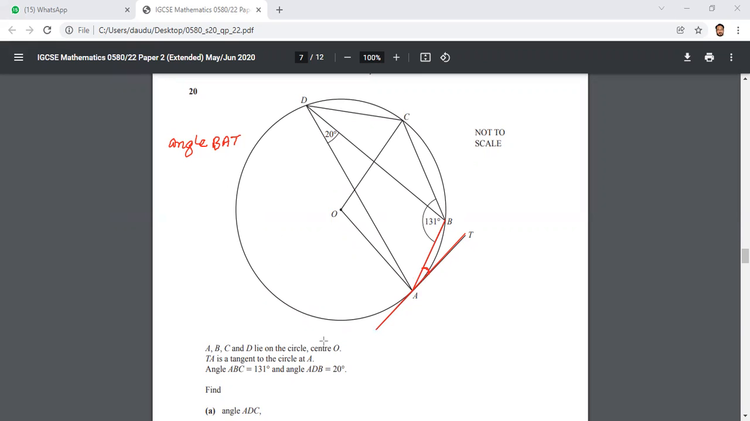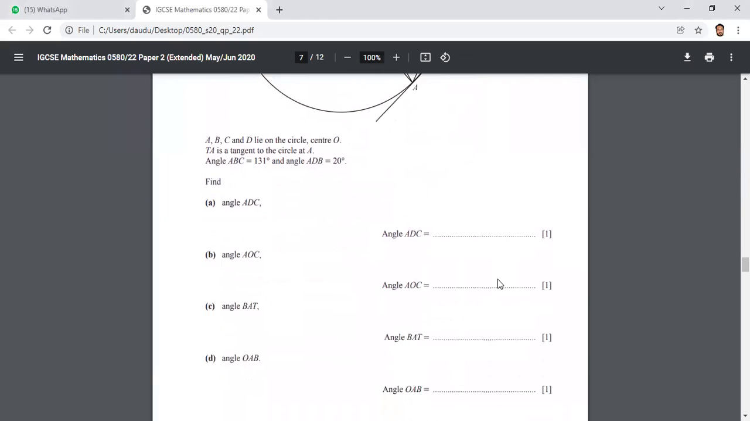Of course, 20, because these two angles are exactly on the chord. So the opposite angle is this one. It means angle BAT will be 20. So you can say that angle BAT is 20 degrees. We used the alternate segment theorem concept. Okay, we move next, the last part of this.